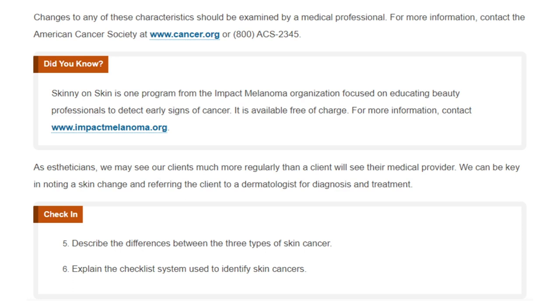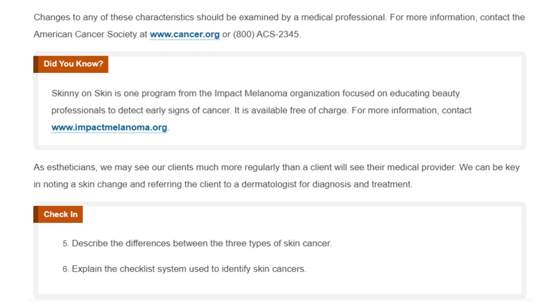For more information, contact the American Cancer Society at www.cancer.org or 800-ACS-2345. Did you know? Skinny on Skin is one program from the Impact Melanoma organization focused on educating beauty professionals to detect early signs of cancer. It is available free of charge. For more information, contact www.impactmelanoma.org. As estheticians, we may see our clients much more regularly than a client will see their medical provider. We can be key in noting a skin change and referring the client to a dermatologist for diagnosis and treatment.